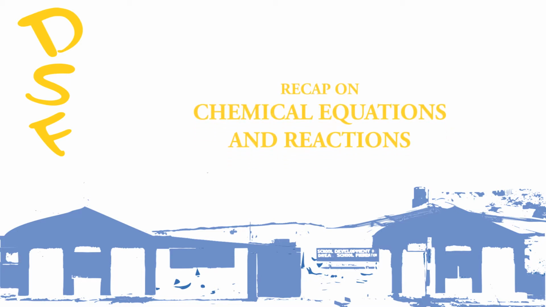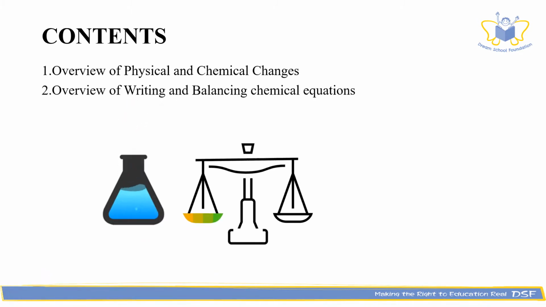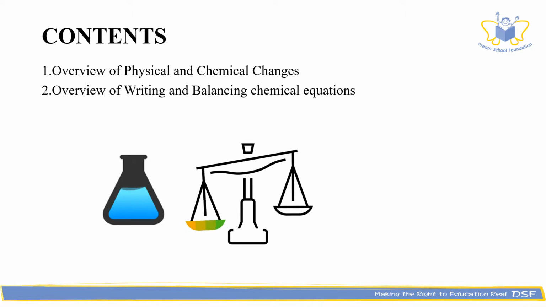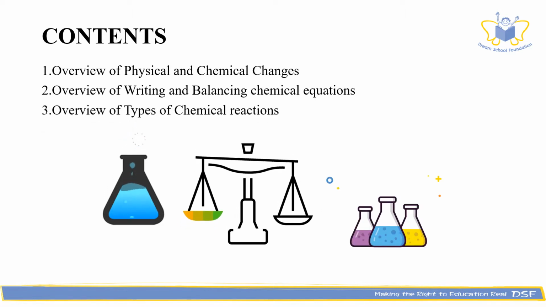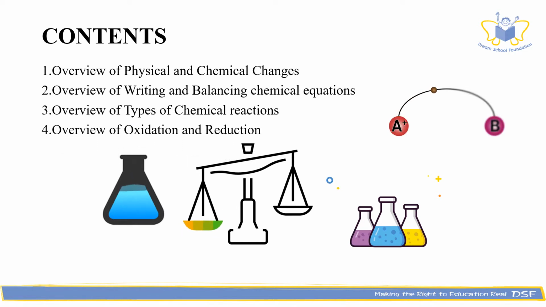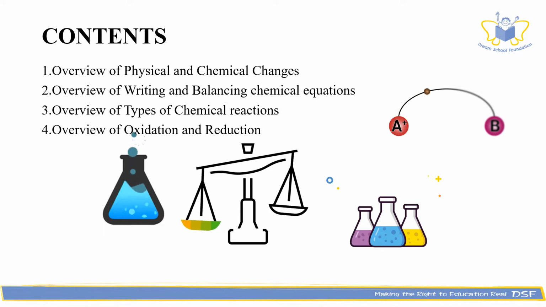Everyone, in today's video, we will run a quick recap on the entire chapter Chemical Equations and Reactions. The contents are: 1. Overview of physical and chemical changes, 2. Overview of writing and balancing chemical equations, 3. Overview of types of chemical reactions, 4. Overview of oxidation and reduction. We will go through all this from video 1, 2, 3, and 4.